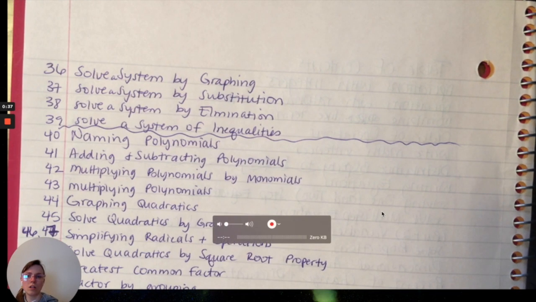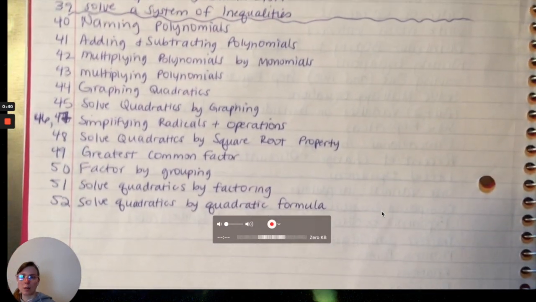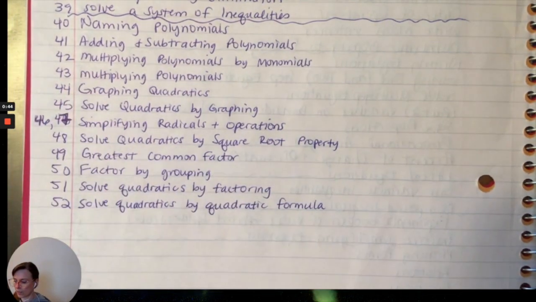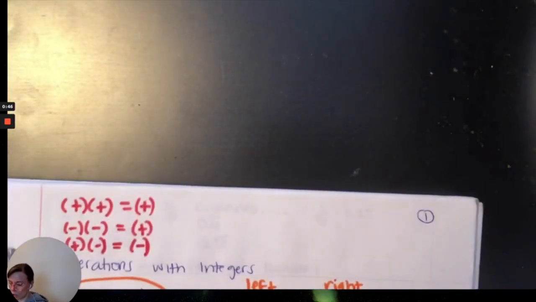So, again, we are on the back side of our table of contents. We just finished page 42. We are now on page 43. So let's go look it up.